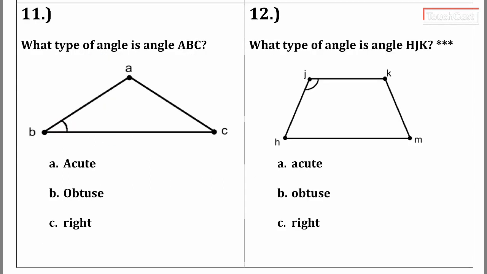All right, let's take a look at number 12. It says, what kind of angle is HJK? So we remember that angles are named by the points surrounding it, and the middle letter, J, is the point where the two lines meet. So we have HJK, and so it would be this angle.